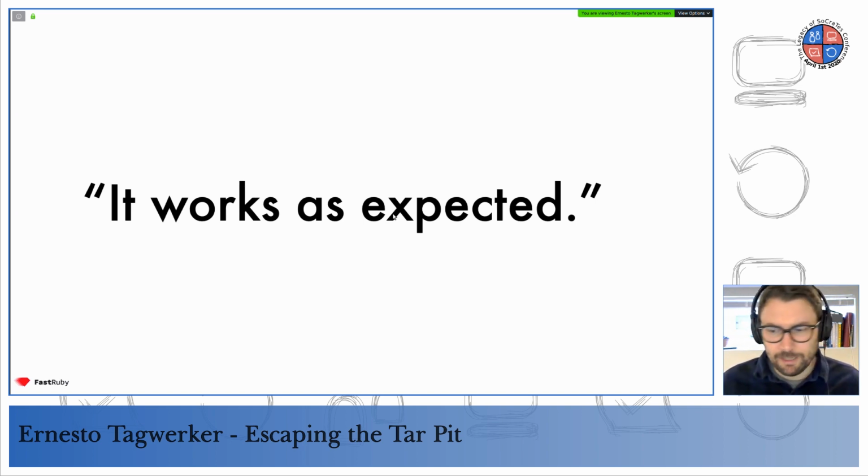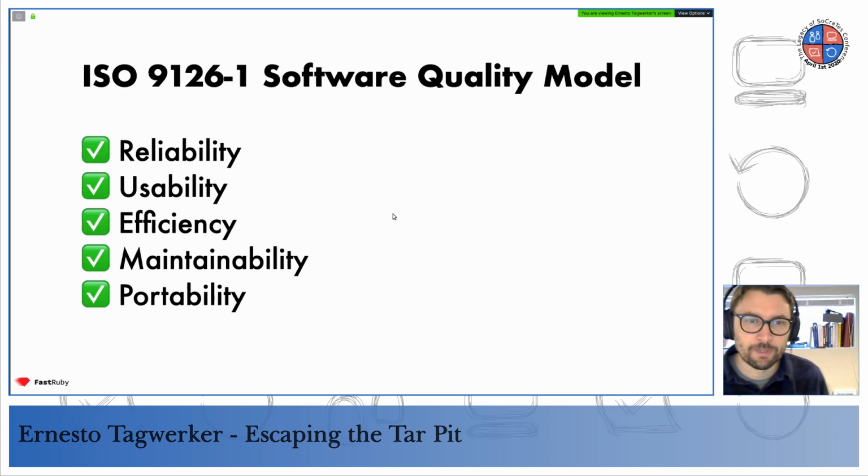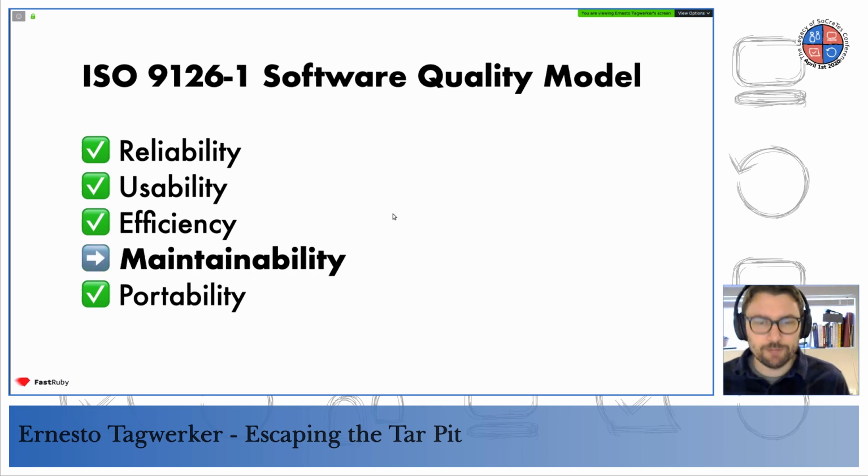Like maybe an application is running well in production and the client is happy, but software engineers don't want to maintain it because it's just too complicated. So I think it works as expected, and it is not a pain to maintain it. So when I'm talking about software quality in this presentation, think more about one of the factors of ISO 9126-1. Think about maintainability.